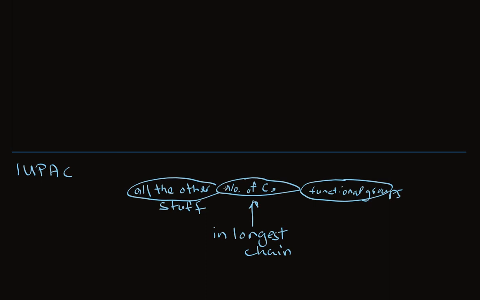Well, we can use this system if we know the names that tell us the number of carbons. We can use this system if we know the names of the functional groups. And we can use this system if we know the names of all the other stuff. Now, those pieces we have to memorize, but it's not a long list, and we use them over and over and over in a systematic way. So it's worth memorizing.